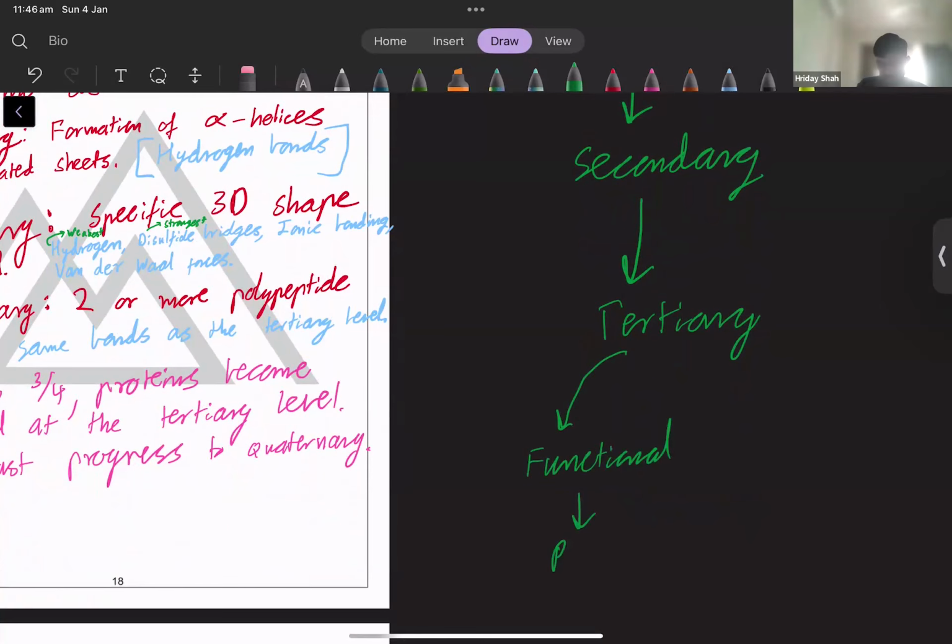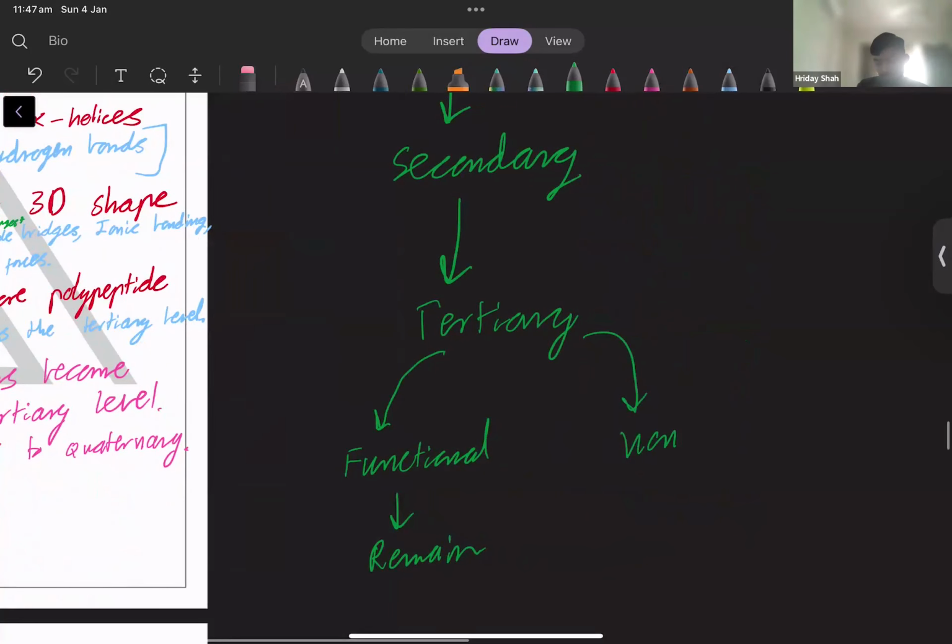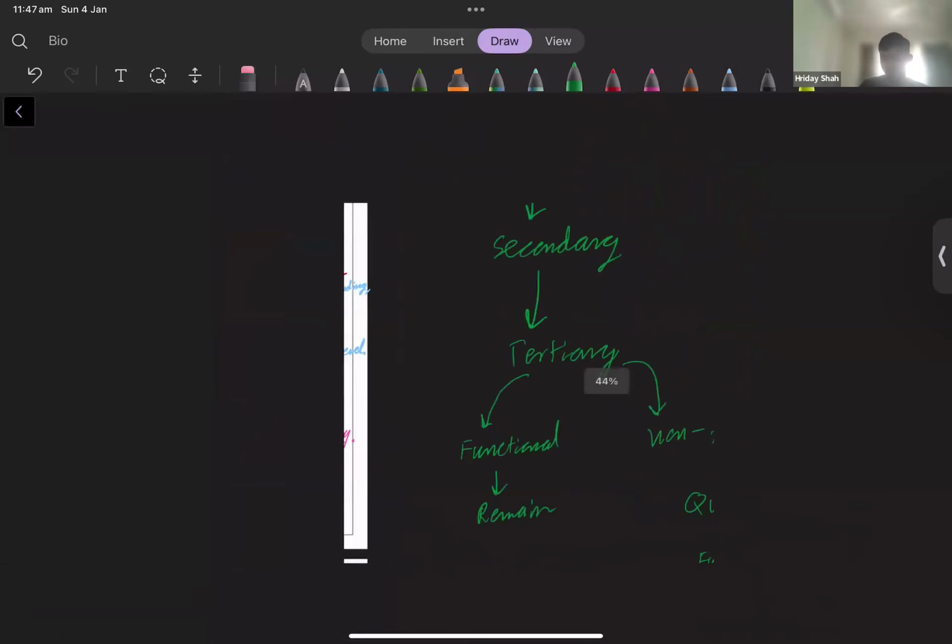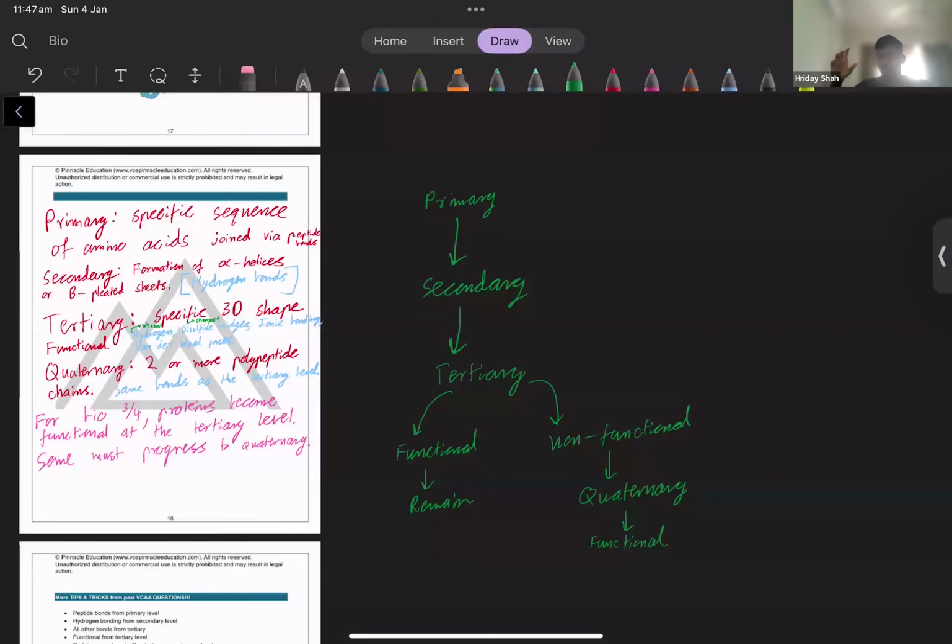If it is functional, it will remain at the tertiary level. If it is non-functional, it's going to progress to the quaternary level. And then it must be functional at the quaternary level. So you must get to the tertiary or quaternary to be functional, but it's up to the proteins individually. Will they go all the way to quaternary, or are they going to stop at the tertiary level?